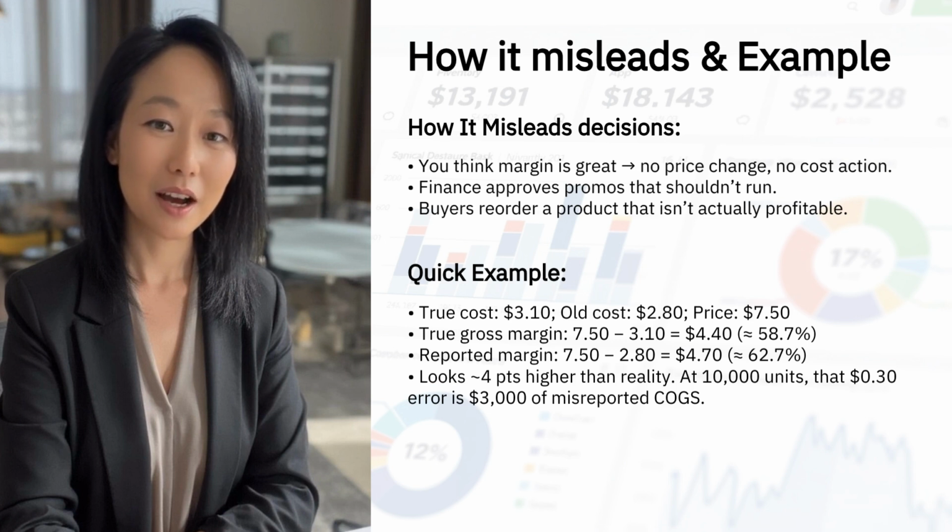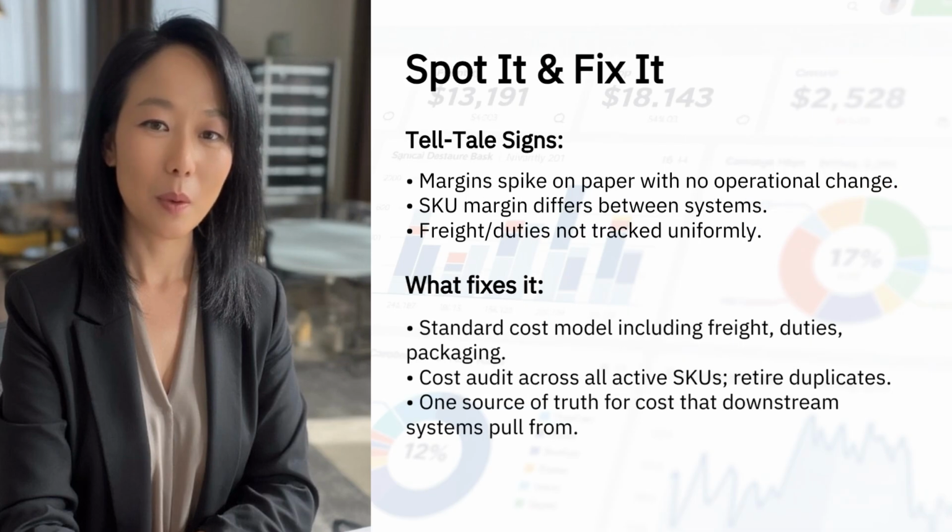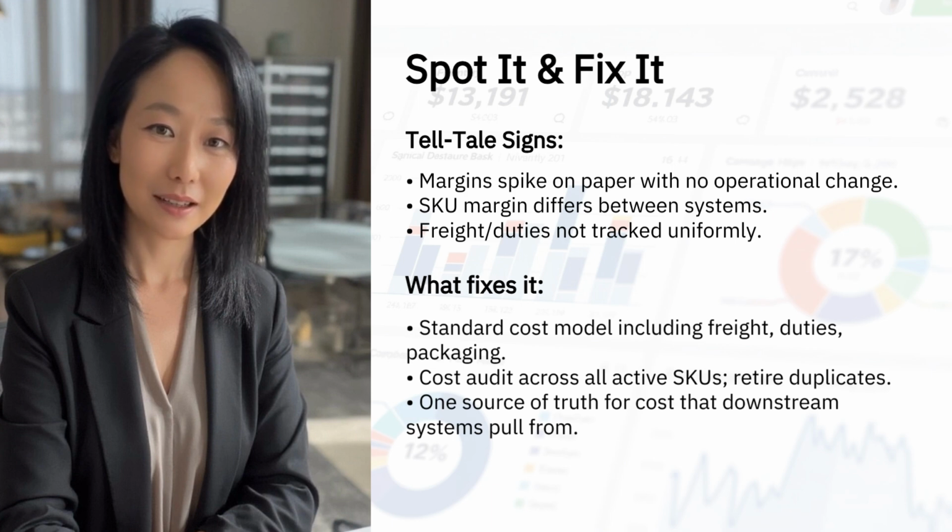In this example, a 30-cent understatement boosts margin about 4 points. At 10,000 units, that's $3,000 misreported just from one SKU. Multiply across a catalog and it distorts every decision. Watch for margin jumps without operational changes or different margins across systems. Fix with a standard landed cost model, a full cost audit to remove duplicates, and one authoritative cost source that downstream tools read from automatically.